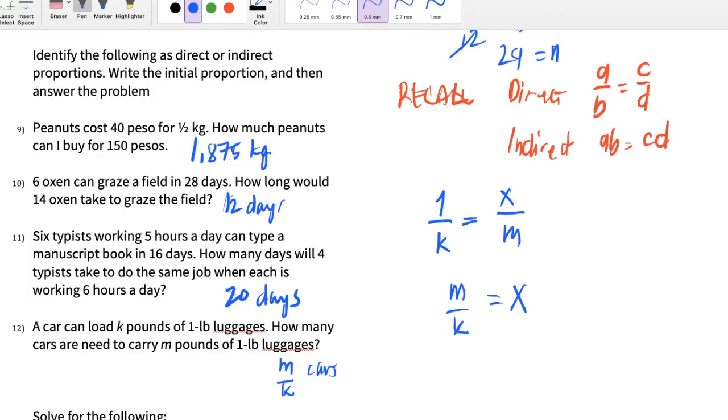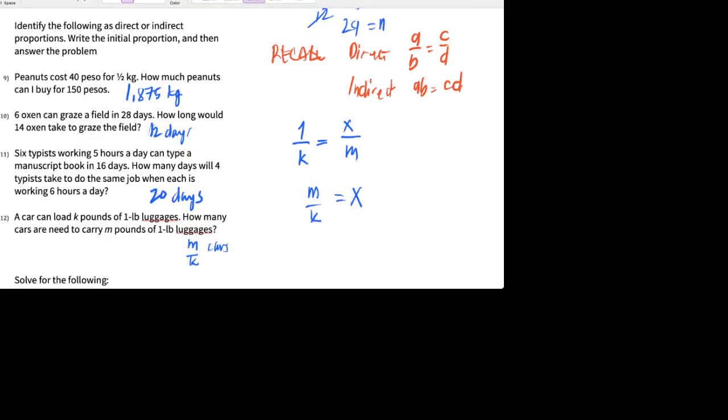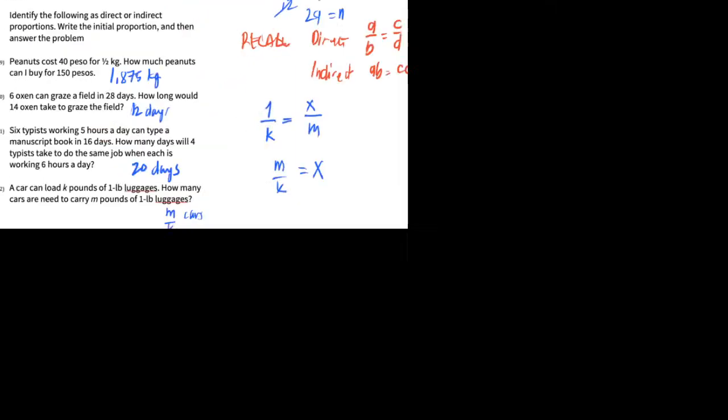Alright? May questions pa for this part? Okay, wala naman ata.